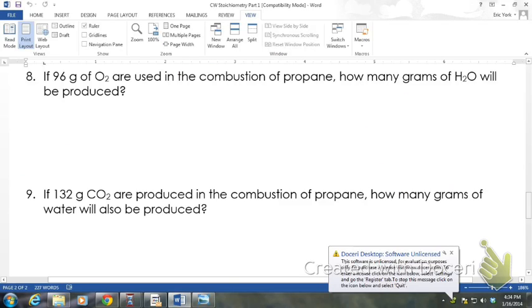So for setup, first we have 96 grams of oxygen. Sorry, that's supposed to be boxed. So we put a box around that. That's what we're starting with. And then it's asking for grams of H2O. So when we set this problem up, we put 96 grams of O2 over here.